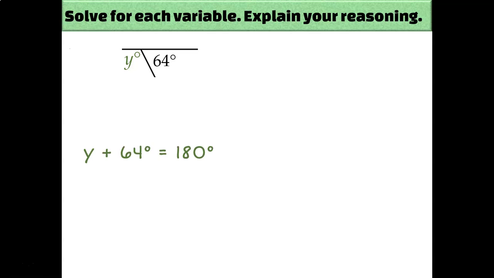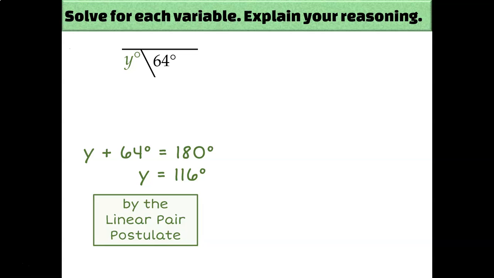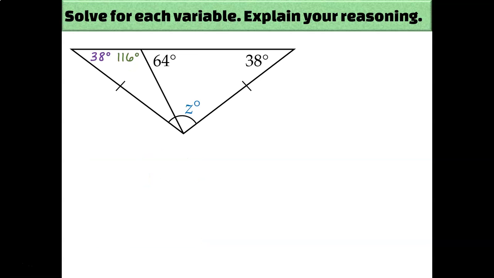And linear pairs have to add up to 180, so y must be 116 degrees because of the linear pair postulate. What about z? How could I solve for z? Now keep in mind that z is labeling that arc. So really I can ignore the 116 and the 64 and the line in the interior of the triangle and just focus again on the entire triangle.